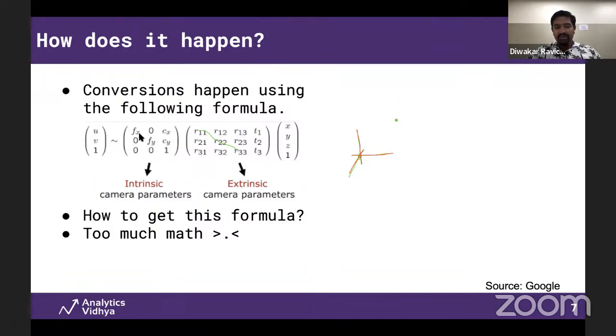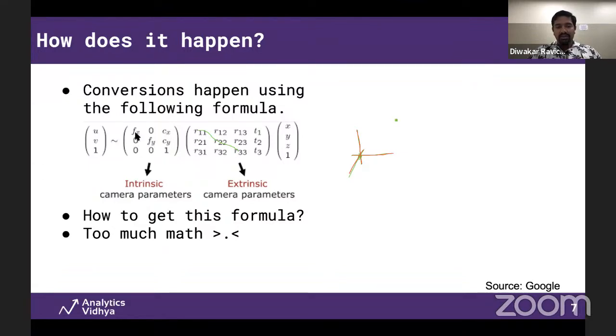And then from there, if you look at fx, fy, cx, cy, these basically are parameters. fx and fy are referred to as the focal length of the lens, and cx, cy is called the principal point. You can probably read about the definitions of what they mean.